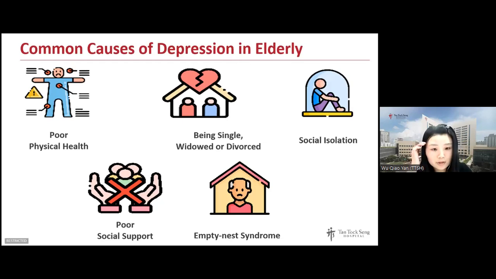So for social isolation, people can grow less connected to their friends, family, and the community as they age. It's very difficult for them to go out to meet their friends and family. This can be because friends and classmates have passed away, or because they have trouble getting around to visit others.